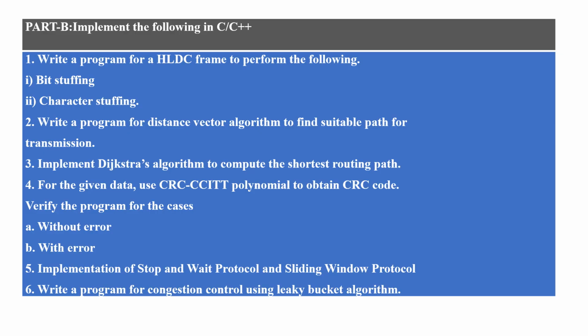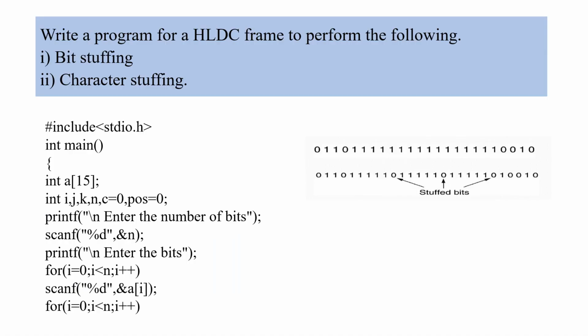So in the last lecture series, we saw the Part A experiments, where we were creating the NAM file and the trace file. In this experiment, we are going into the Part B experiments, where each of these experiments will be written using C or C++. In this series of videos, you are going to see the first experiment: write a program for an HDLC frame to perform bit stuffing and character stuffing.